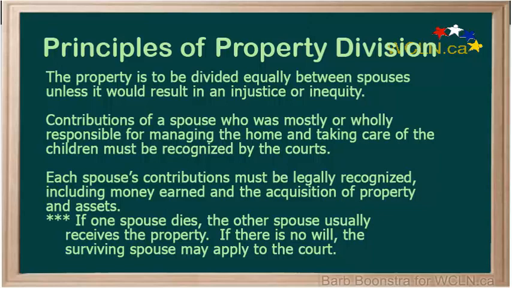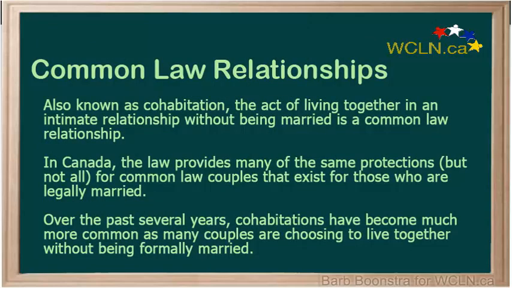If one spouse dies, the other spouse usually receives the property. If there is no will, the surviving spouse may apply to the court. The act of living together or cohabitation in an intimate relationship without being married is a common law relationship. In Canada, the law provides many of the same protections, but not all, for common law couples that exist for those who are legally married.